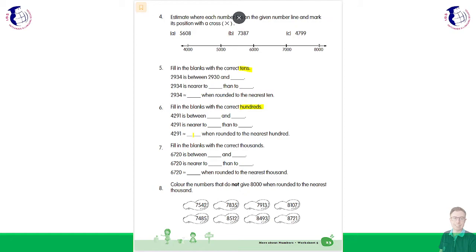Question 7. Fill in the blanks. Similar again, except now you're doing the thousands place value. So let's just highlight these. So the thousands, this one's the hundreds, and this one is the tens.